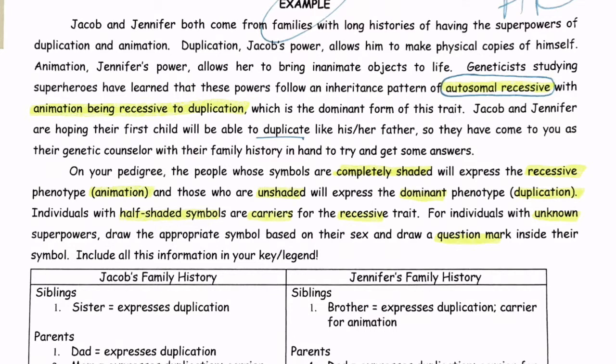So please follow along. Jacob and Jennifer both come from families with long histories of having the superpowers of duplication and animation. Duplication, Jacob's power, allows him to make physical copies of himself. Animation, Jennifer's power, allows her to bring inanimate objects to life. Geneticists studying superheroes have learned that these powers follow an inheritance pattern of autosomal recessive, with animation being recessive to duplication, which is the dominant form of this trait.